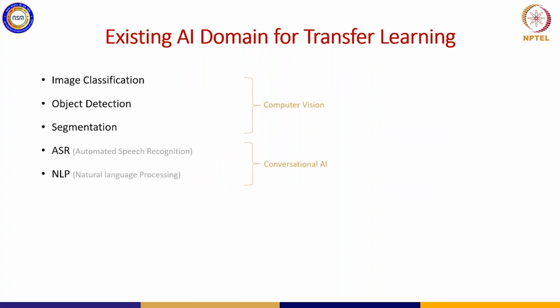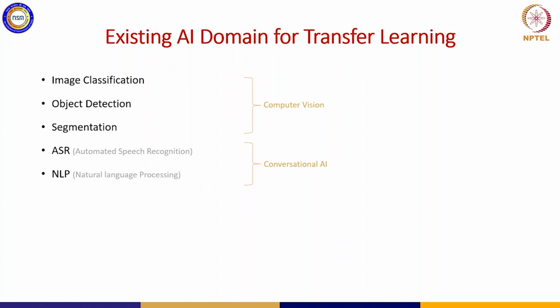We'll look at existing AI domains for transfer learning. What are the domains where we can use transfer learning in AI? We have image classification, for which transfer learning models exist. Also object detection, where transfer learning models also exist. Then image segmentation, where transfer learning also exists. Those three are classified under computer vision. And then there is automatic speech recognition, for which there is also a model, and also NLP, natural language processing. These two are classified under conversational AI.